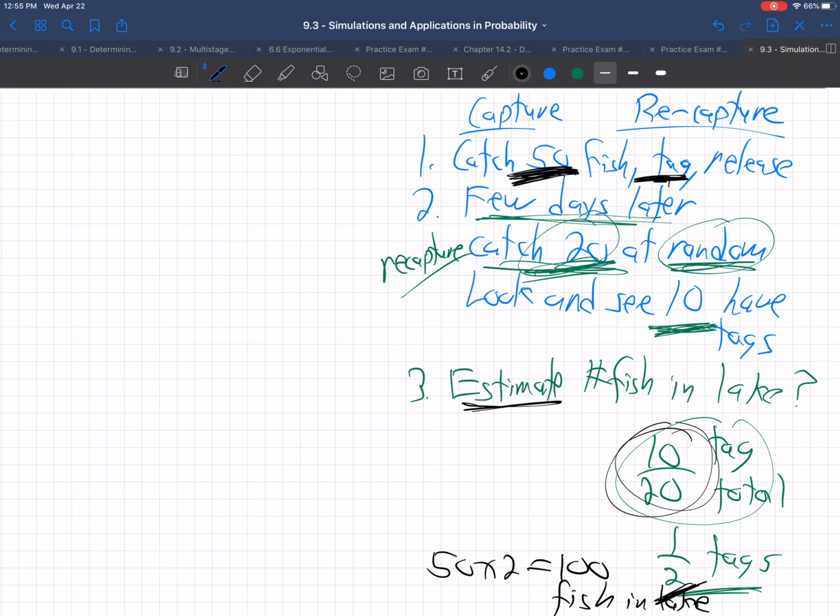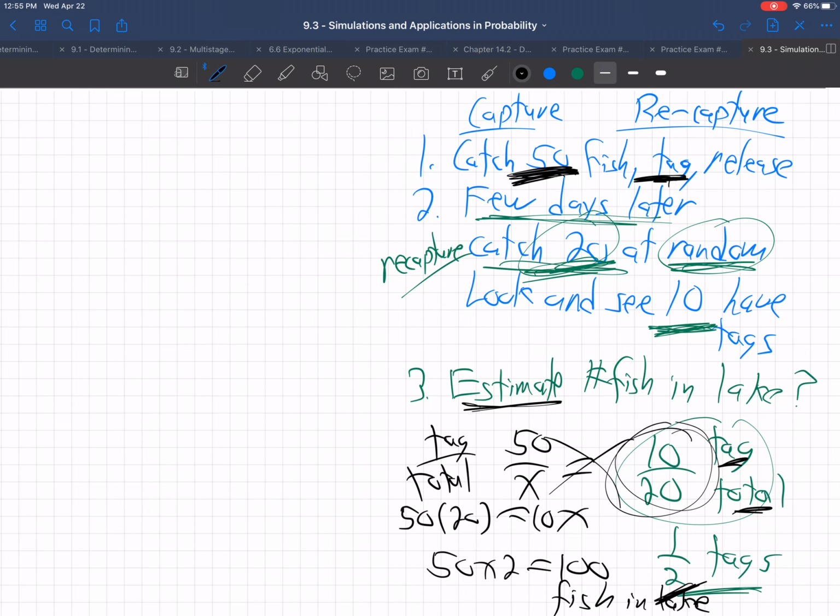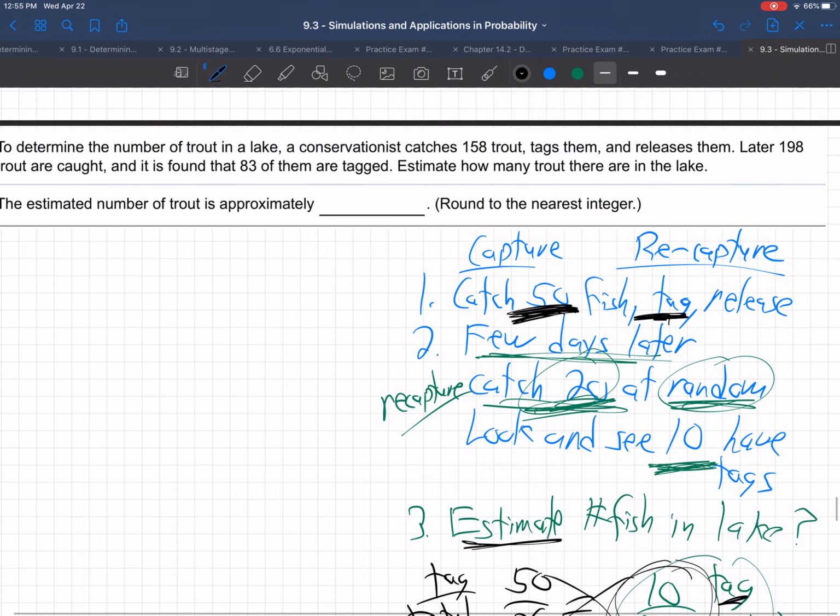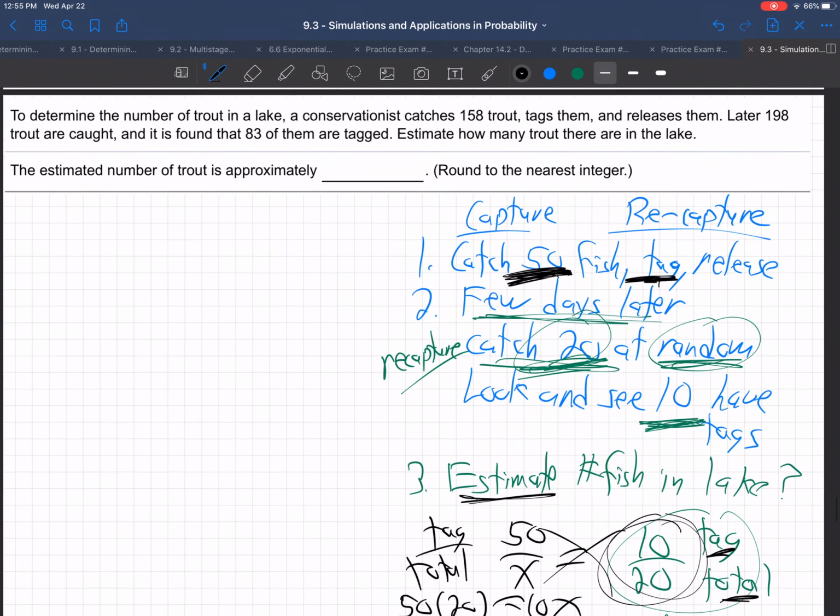See how that's a reasonable way to estimate? The formal way is you did tag over total here, and you would also write tag over total here. You tagged 50, and X is the total, and then you cross multiply, and that's 50 times 20 is 10 times X. That's 1,000 is 10X. Divide by 10, and you get the answer of 100. That's just another way, but I just want you to see it's reasonable to use that idea to figure out how many fish are in the lake. Well, let's do that formally now on this problem.